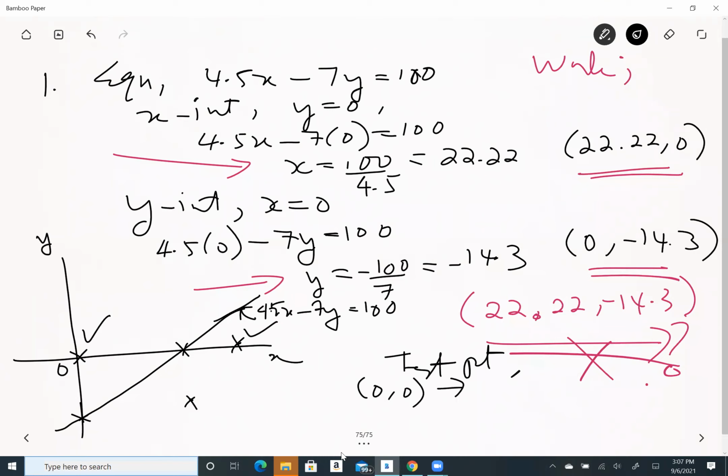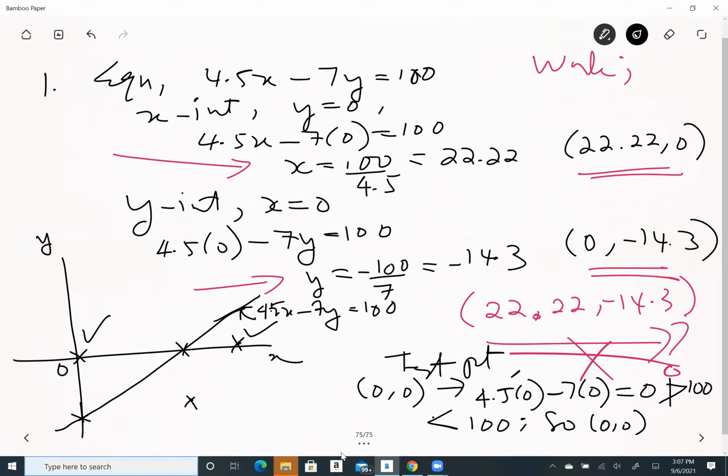So if you do the test point 0, 0, what do you get? I get 4.50 minus 7 times 0 equal to 0. And 0 is not bigger than 100. Actually, it is less than 100. So you can conclude. So 0, 0 is not in the inequality. Therefore all the other points, the other side, will be.